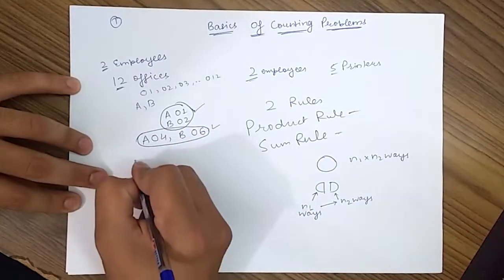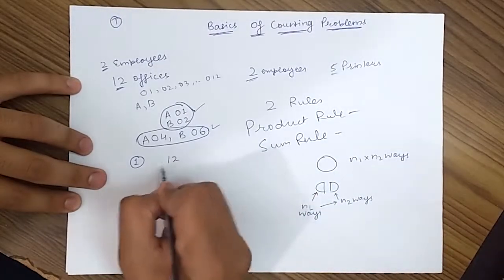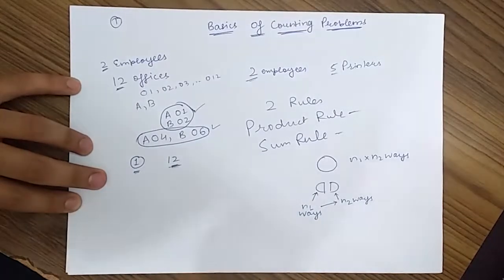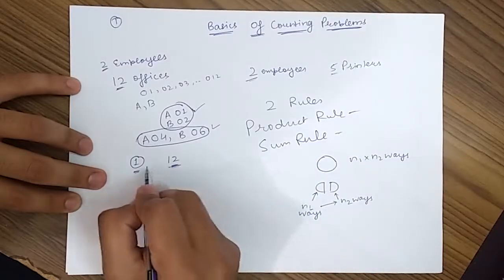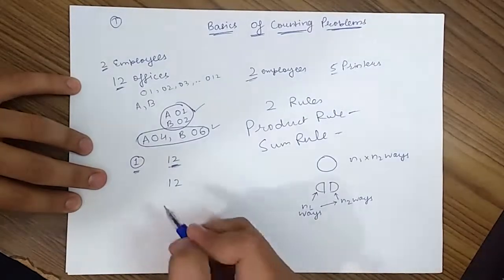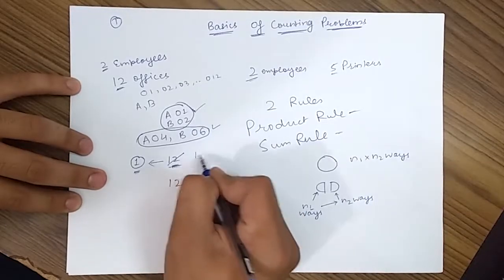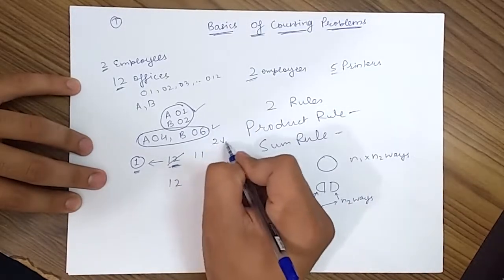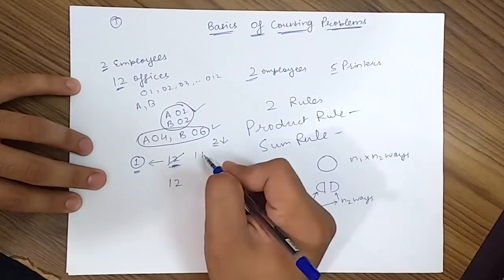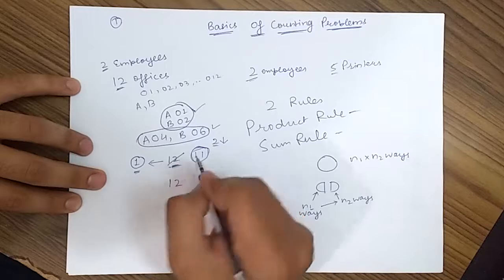Suppose the first employee comes and you have 12 vacant offices, and you just have to give this employee an office. How many choices do you have? You have 12 options. You can give him any of the offices among these 12. Now once you have given this employee an office, you are left with 11 offices, and the second employee comes. How many choices do you have for him? 11. You can give him any of these 11 offices, not 12, because one you have already given to the first.